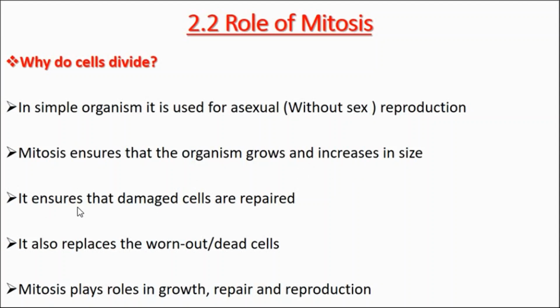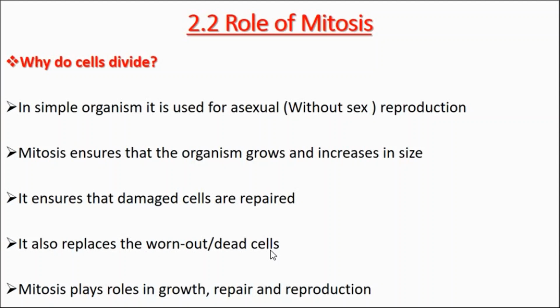It also ensures that damaged cells are repaired. We all know that from time to time our cells get damaged, our bodies get damaged. It could be internal, it could be external. You could cut yourself, you could burn yourself, you could fall down and then scrape your skin. All of that is damage to your cells. And mitosis ensures that all of these damaged cells are repaired. So mitosis will then form new cells that will repair all of these damaged cells, and then your body will be repaired.